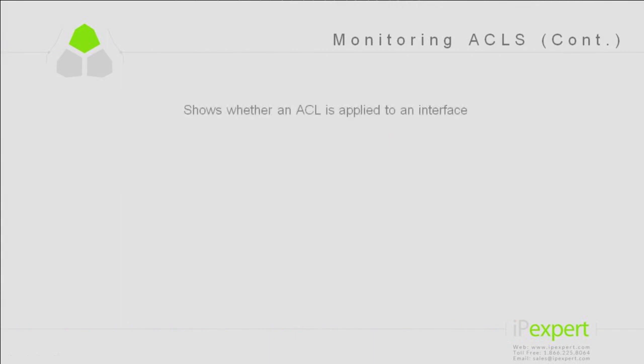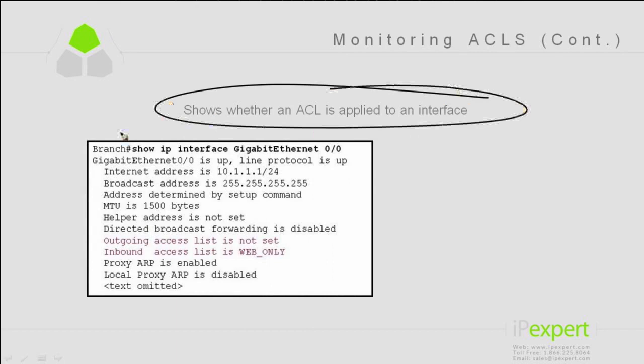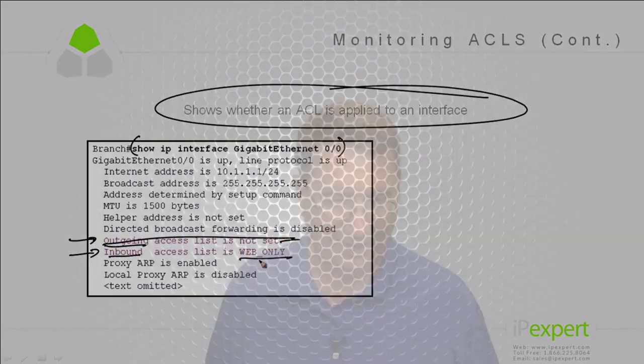Now, lastly, when we want to monitor these access lists, we have the option of determining whether or not an access list is applied to an interface. The show ip interface command, specifying the interface, is going to give me any access lists that are applied outgoing or inbound. Notice here we have no outgoing access list, but here we have one inbound access list that is named, and it's going to be called web only.